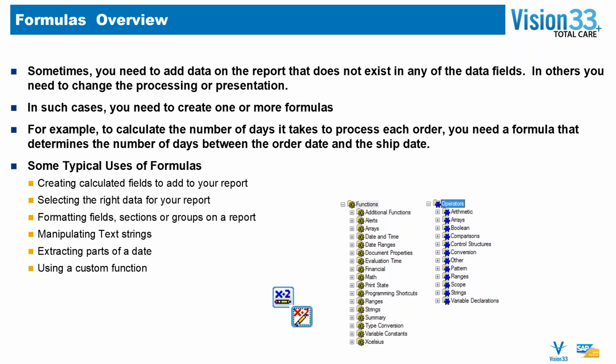Some typical examples of formulas might be to create calculated fields to add to your report, select the right data for your report with a formula, formatting fields conditionally with a formula, whole sections or groups in a report. You can manipulate a text string with a formula to format it in a particular way. You can extract parts of a date with a formula, and you can create a custom function.